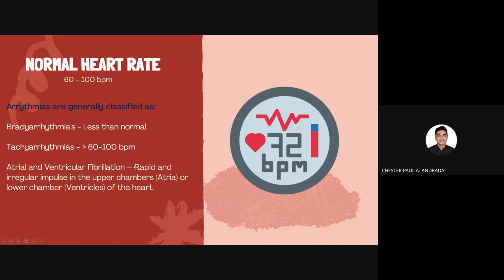So the normal heart rate of the heart is 60 to 100 beats per minute. So arrhythmia are usually classified as bradyarrhythmia, tachyarrhythmia, or atrial and ventricular fibrillation. So arrhythmia with the word brady means lower or less than normal. Tachyarrhythmia will be greater than 60 to 100 beats per minute, and the atrial fibrillation is the rapid and irregular impulse in the upper chambers or the lower chambers of the heart.